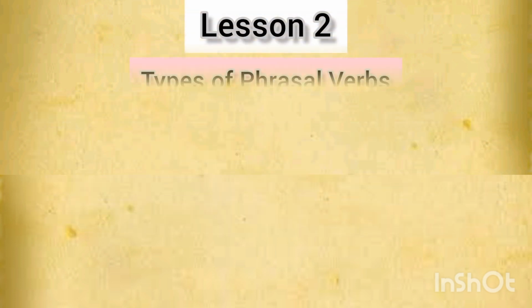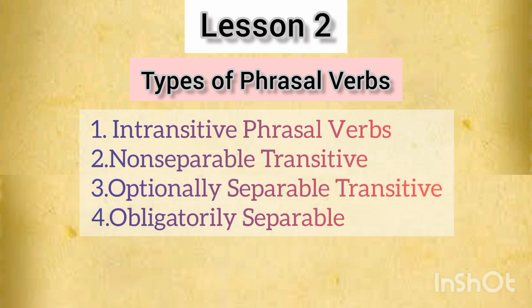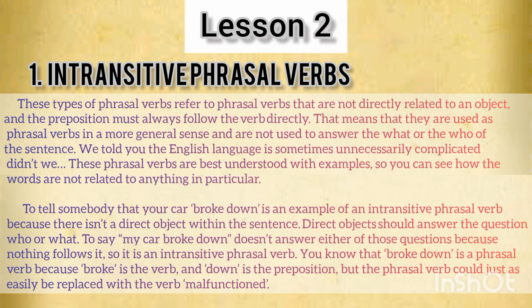Types of phrasal verbs. 1. Intransitive phrasal verbs. 2. Non-separable transitive. 3. Optionally separable transitive. 4. Obligatorily separable. Let's see. 1. Intransitive phrasal verbs. These types of phrasal verbs refer to phrasal verbs that are not directly related to an object, and the preposition must always follow the verb directly.